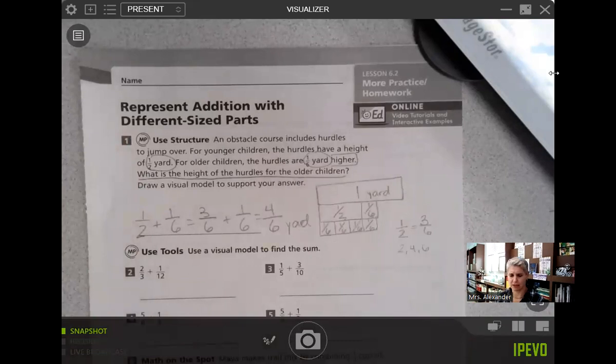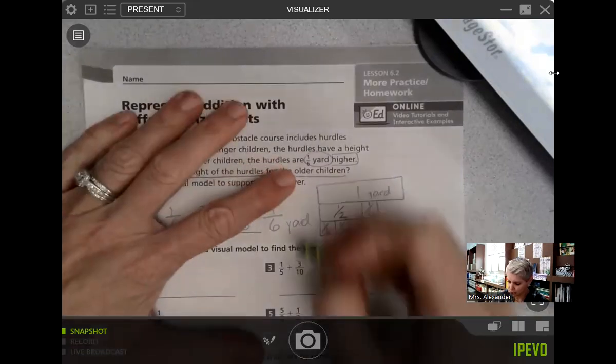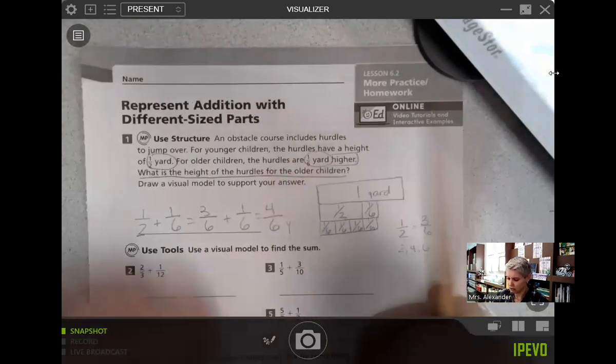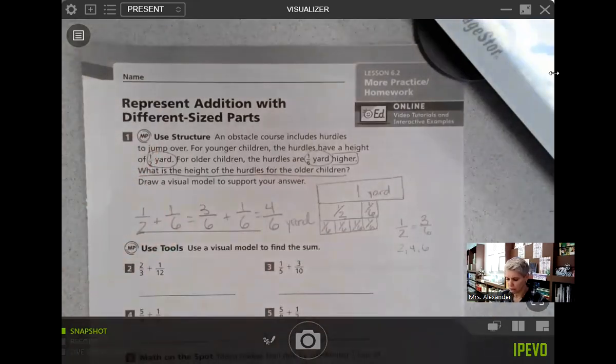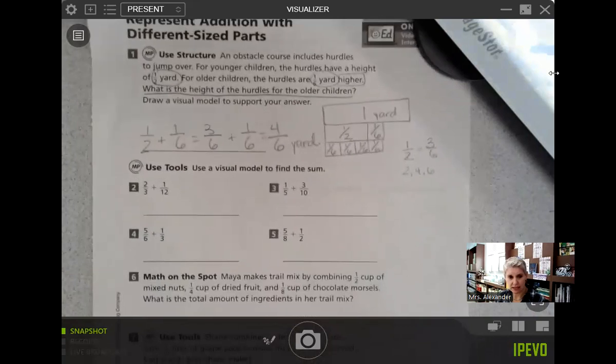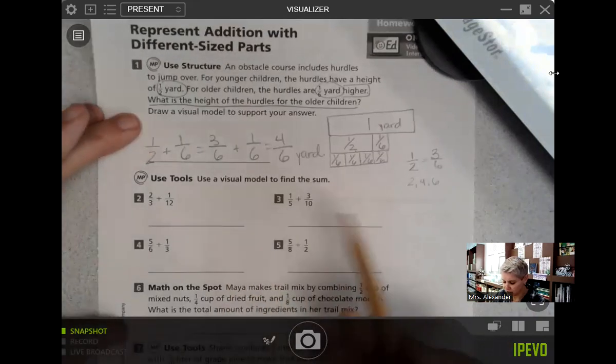Ooh, I went kind of fast there. If you didn't catch up with me, take a moment, pause the video, make sure you have all of those steps. It doesn't look like yard while you're doing that. I'm going to rewrite that. All right, so then in the next section, we can use visual models.